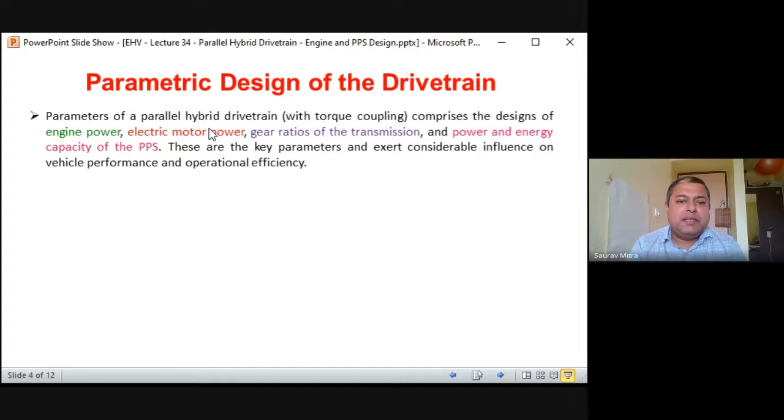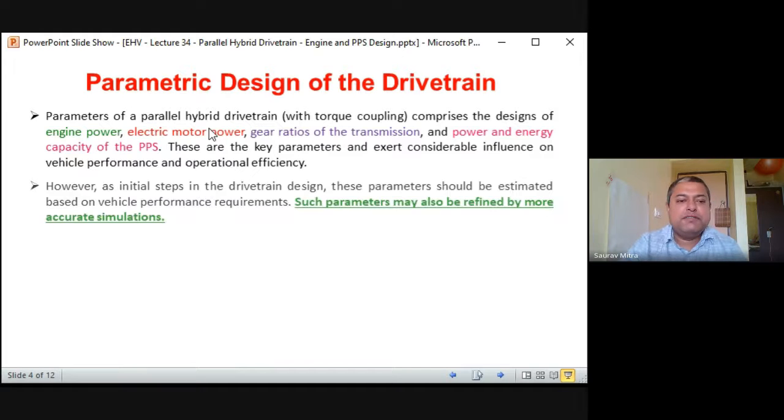These are the key parameters and exert considerable influence on the vehicle performance and operational efficiency. Every line here is important. However, as initial steps in the drivetrain design, these parameters should be estimated based on vehicle performance requirements. Whenever we are designing some parameter, we have to first decide what we want the vehicle to do. If we know what is expected of the vehicle, then only can we do a proper parametric design of every component of the drivetrain.